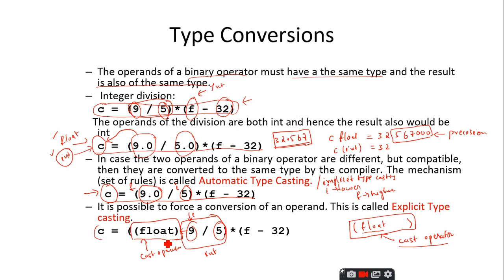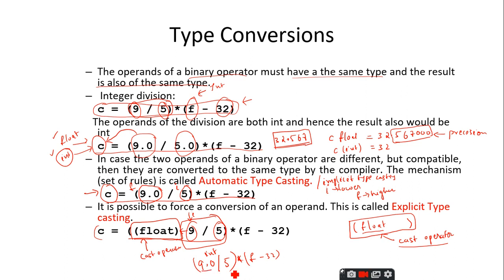By looking at this cast operator, the compiler will come to know that the user is asking it to convert this integer data type of 9 into the floating point data type. So, this entire expression will be converted into 9.0 divided by 5 into f minus 32. This is what happens here.